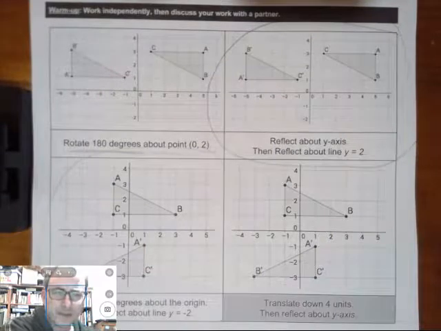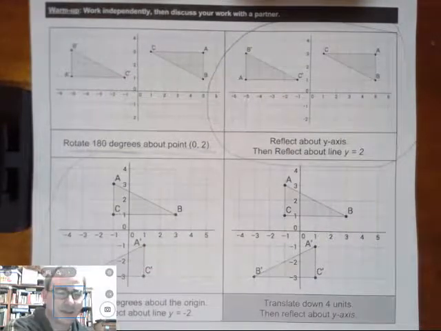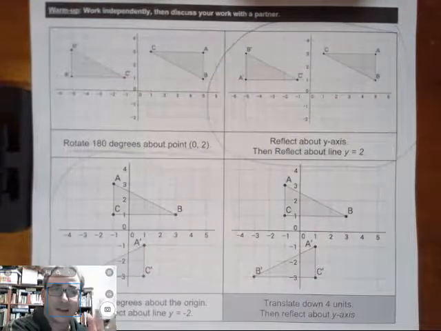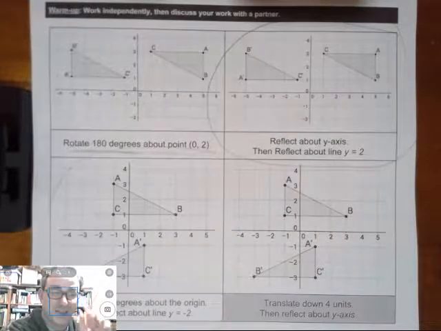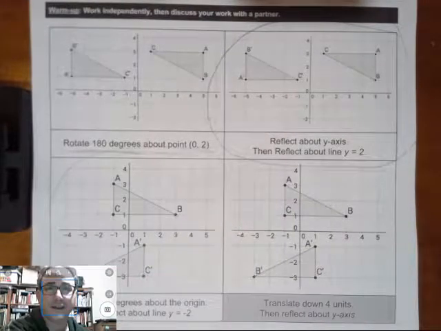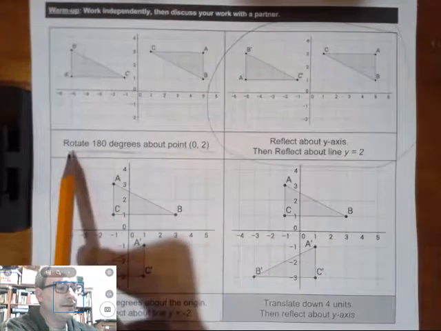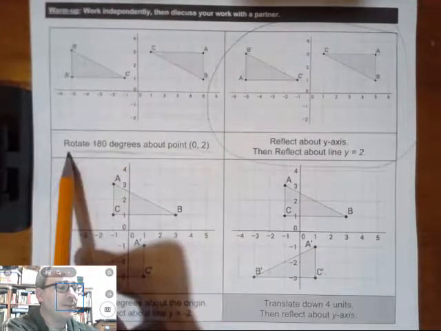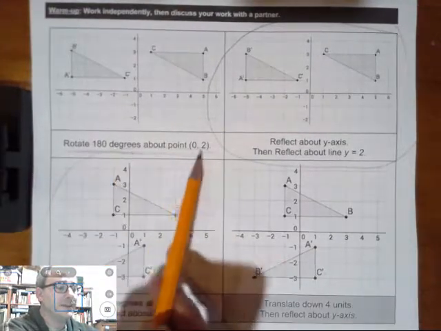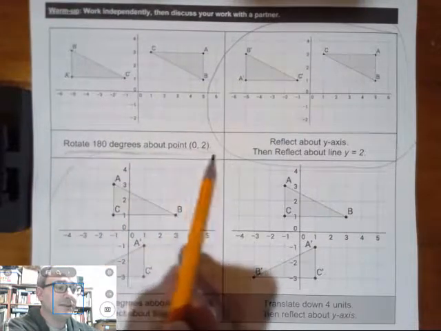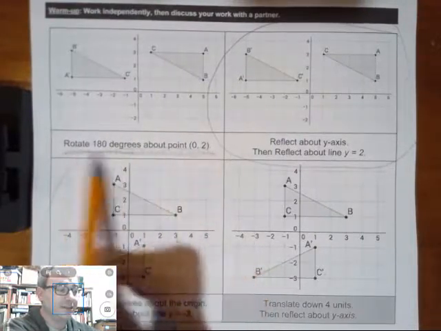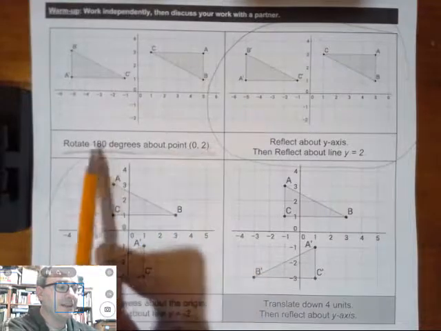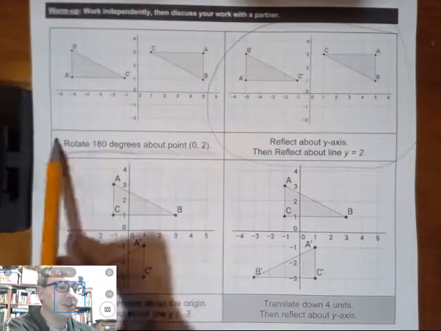These descriptions and representations are actually already kind of done. It's just the middle step that is missing. So we're filling in the middle step. It says rotate 180 degrees about (0,2). So this one only has 1 step, actually. There is no missing middle step. But this is funky. It's a rotation. We haven't done this yet.